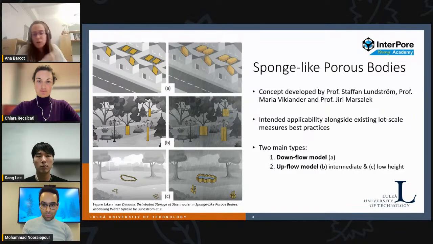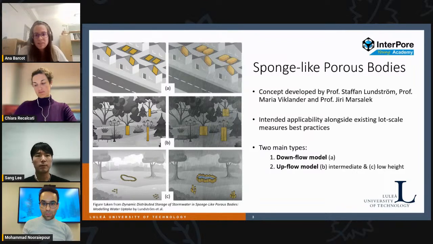So what are sponge-like porous bodies? Well, the concept was primarily developed by Professor Staffan Lundström, Professor Maria Wiklander, and Professor Jiri Marsalek here at the Luleå University of Technology. And the intended applicability of the sponge-like porous bodies concept is to operate alongside already existing lot scale measures, some of the best practices, for example, green roof or gray roof concepts.